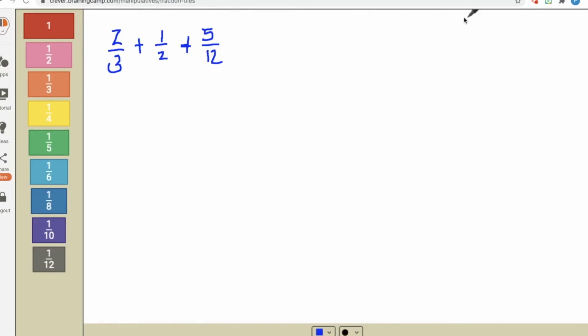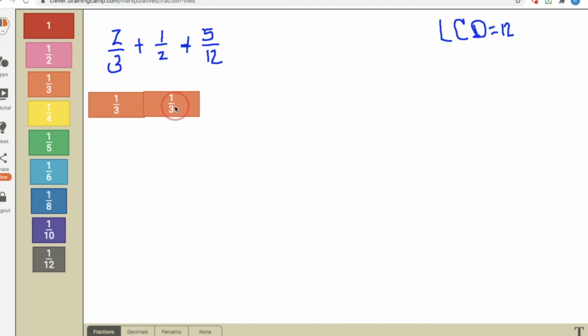And we've determined that our least common denominator is 12. So we'll be working with 12ths. All right, so let's get started with 2/3. I'm going to bring over 2/3. And then to find equivalent fractions using the 12ths, I'm going to see how many 12ths would equal 2/3.